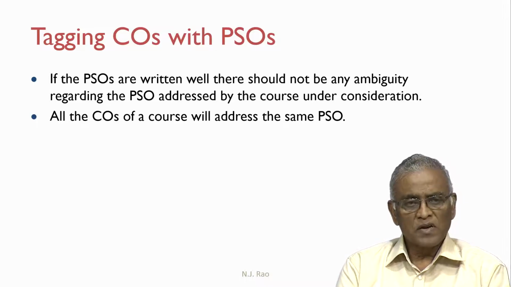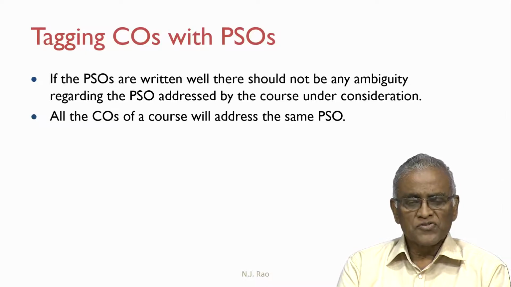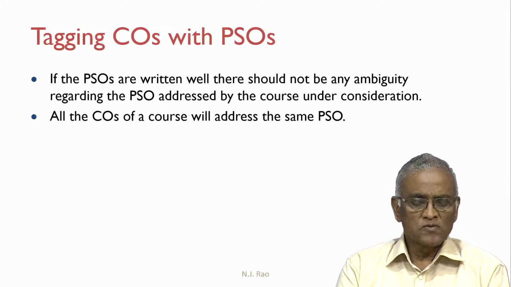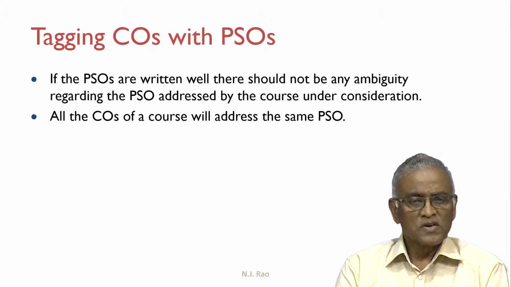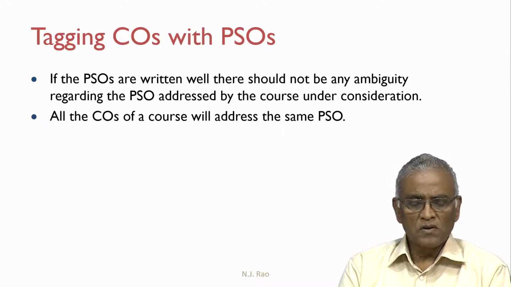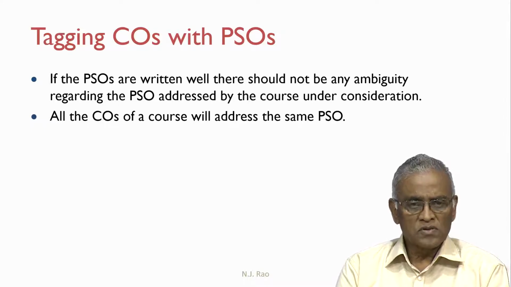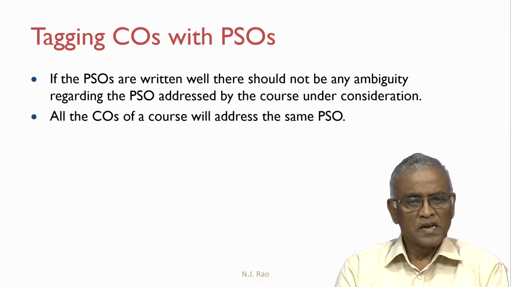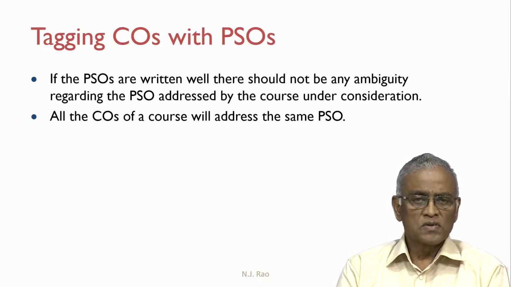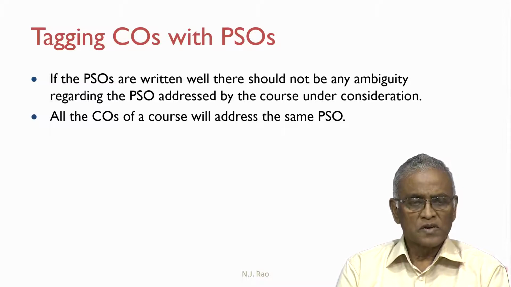Now what can happen, one can write three PSOs, each PSO representing one of the streams, and occasionally you may write two PSOs for a given stream. So whenever you have a course, it is very clear which PSO it is addressing. All the COs of a course will address the same PSO. That should make sense, and it should be easier to identify which PSO it addresses.